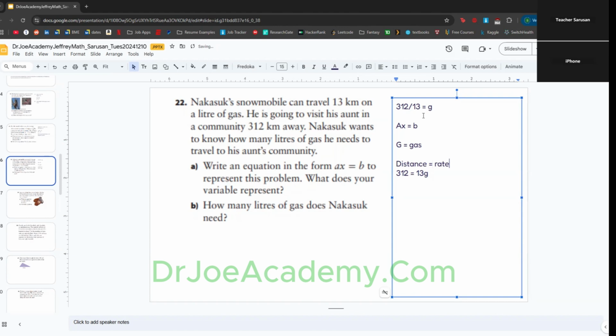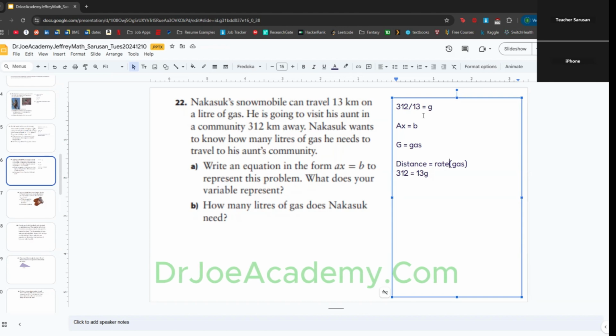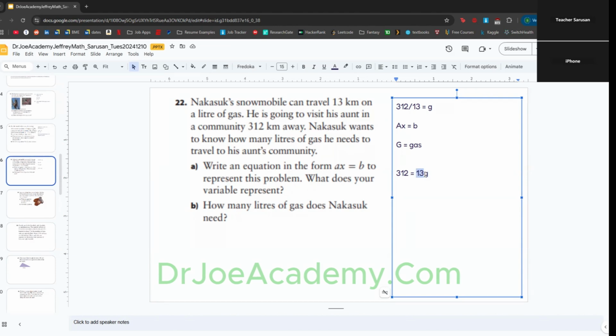I guess we can call it rate. Rate is usually how much we're dealing with. Distance equals, all right, whatever. We can just forget about this. So as long as we know that G is the amount of gas, 13 is how many kilometers can travel on 1 liter of gas. Yeah, that is the rate. The rate is kilometers per 1 liter.